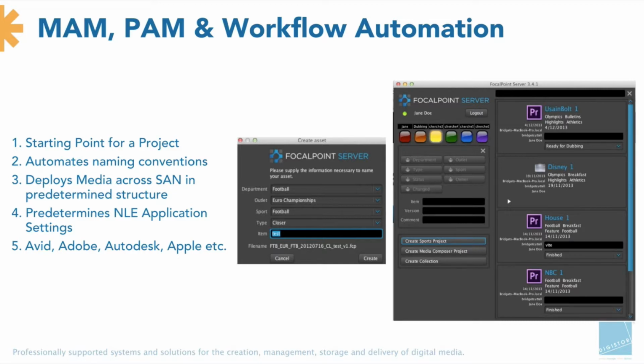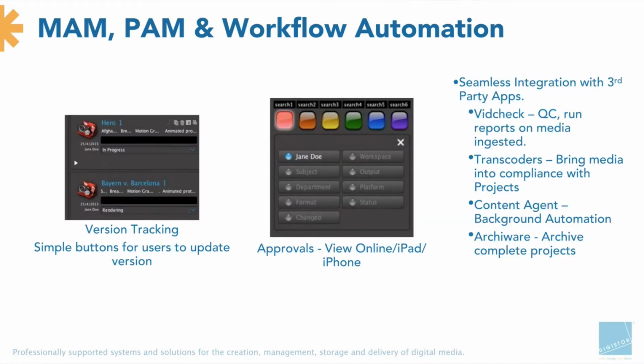And you'd have multiple versions of that for multiple departments and multiple types of projects that your company's making. And obviously, like I was saying, Avid, Premiere, Autodesk, Final Cut X, basically whatever it is, if it can be tapped into with an API or whatever, we can basically control its settings from FocalPoint Server. So another thing, it'll do version tracking.